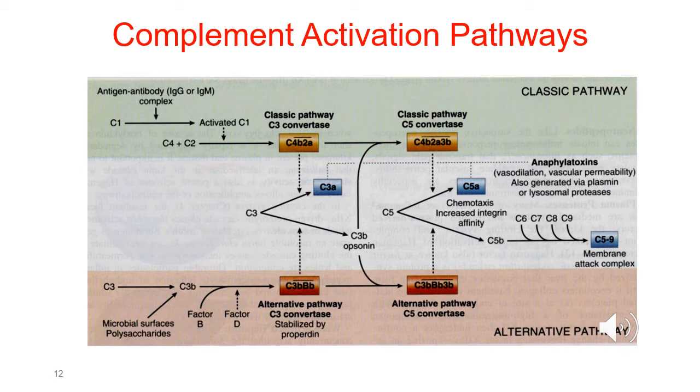There is a third pathway, which is the lectin pathway, as I will show you later in the next slides. In principle, you can see here these pathways are interacting with each other, leading to or potentiating the inflammation in terms of chemotaxis and increasing integrin affinity, as well as increasing the anaphylatoxins, which will lead to vasodilatation and vascular permeability.